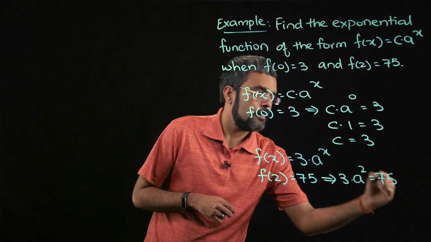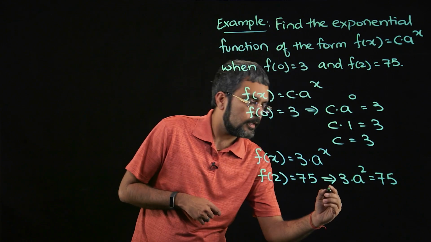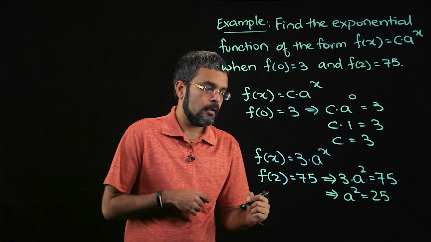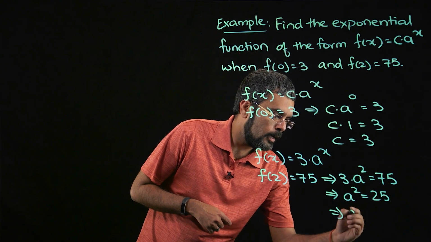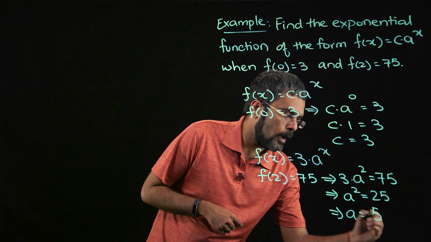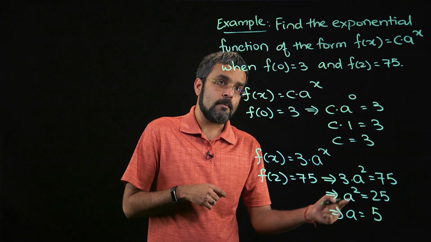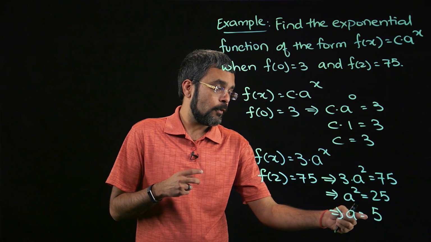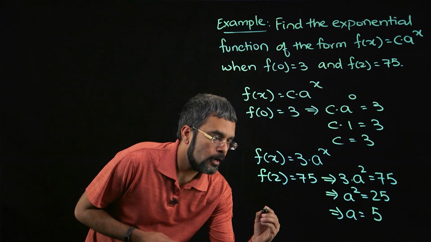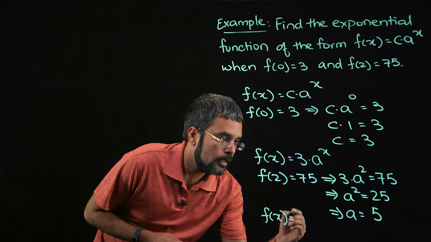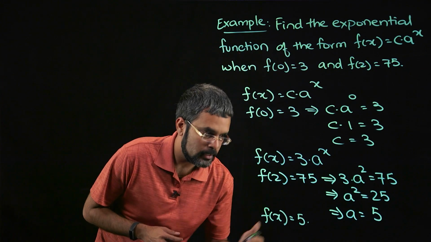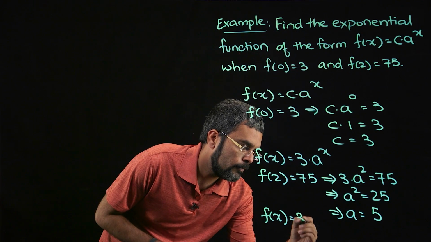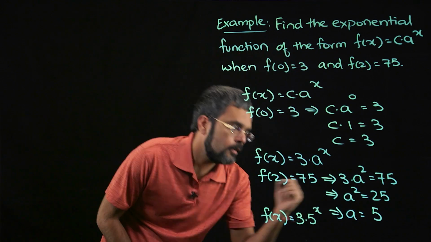equals 75. Now how do we solve this? Well, divide by 3, so that gives me a squared equals 25. And then what is a? Well, a is equal to 5. Now, technically, a is equal to plus or minus 5, but remember what we said for exponential functions, a cannot be negative, so for us, a will be equal to 5. And so our function is f(x) equals 3 times 5 to the x.